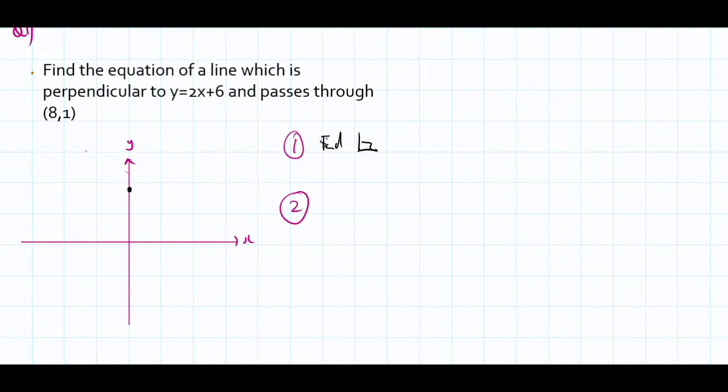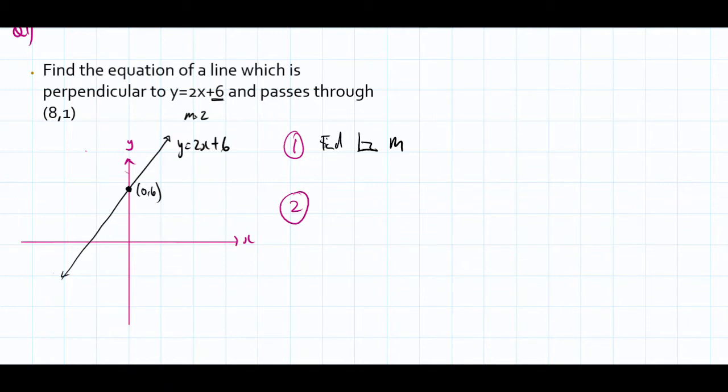the perpendicular gradient, right? So if this is my line here of y equals 2x plus 6, I could maybe make a little sketch of that. It's going to be quite steep. It's positive because my gradient here is 2, and it has a y-axis intercept of 6. So it passes through the y-axis at 6.